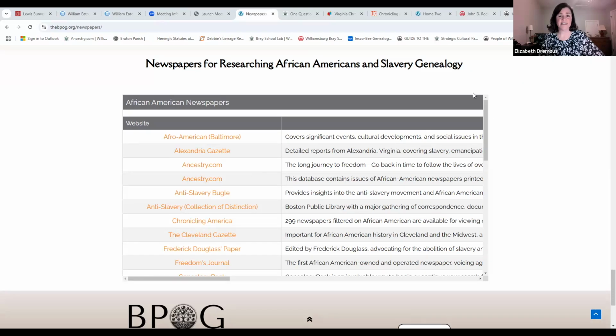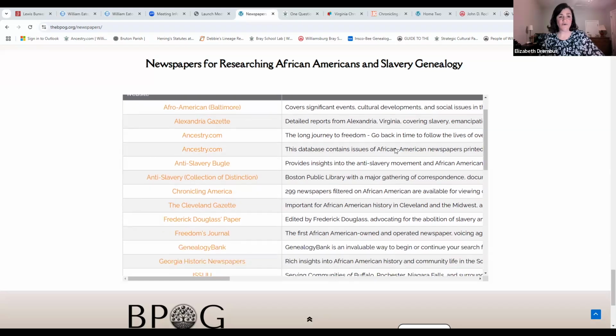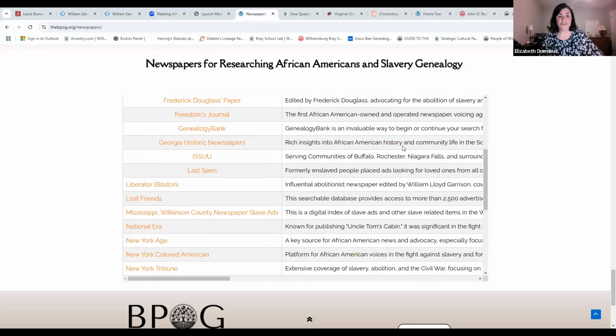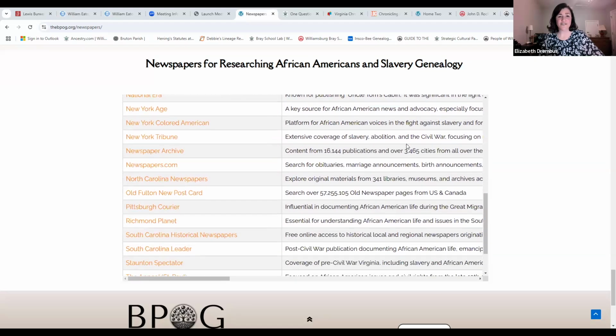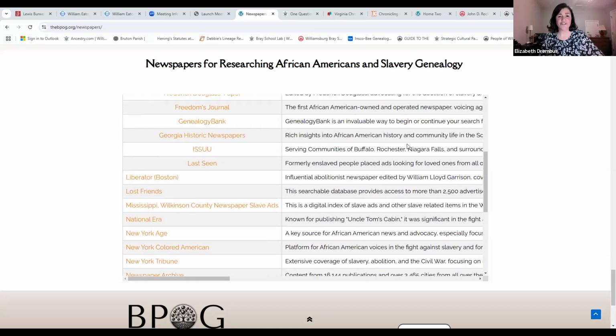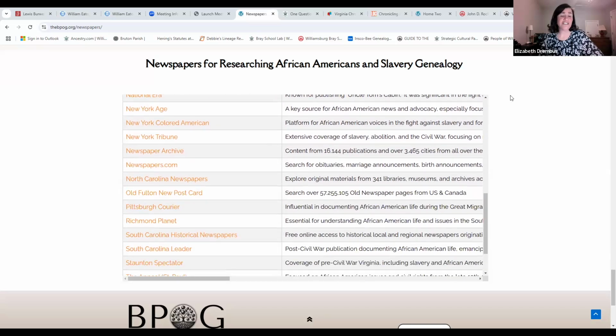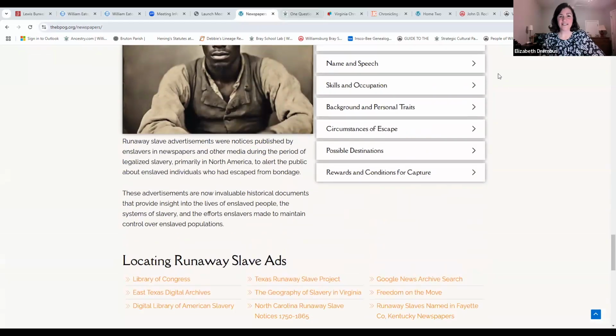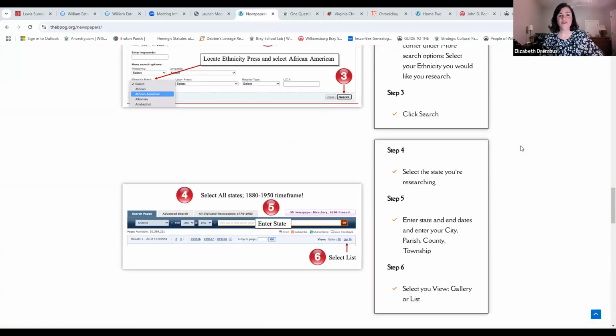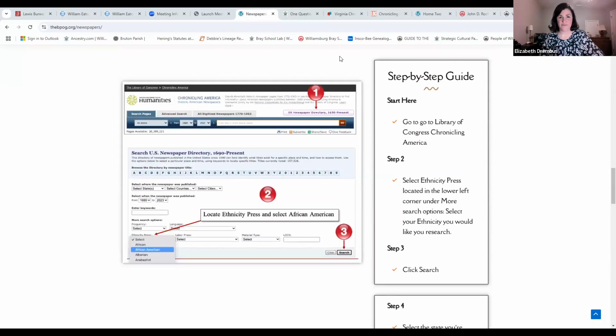So I definitely recommend checking out this site for research, whether it's for slavery genealogy or even just genealogy in general, 1900s, 1800s, I would suggest it. So I'm going to go ahead and stop sharing this, and we'll go back to, well, actually, before we leave here, any questions at this point?